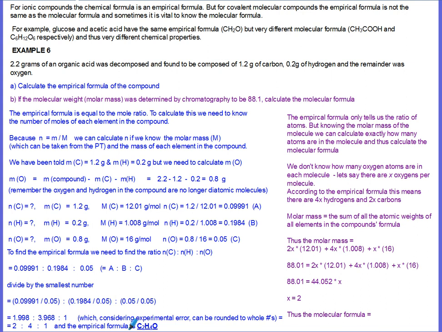But because we already know the empirical formula, that means we can find the molecular formula. If there's 2 oxygens, by that ratio there must be 8 hydrogens and there must be 4 carbons. So the empirical formula was C2H4O, but the actual molecular formula was C4H8O2. So by using this molar mass and using some algebra, we could figure out the actual molecular formula of that covalent molecular substance.